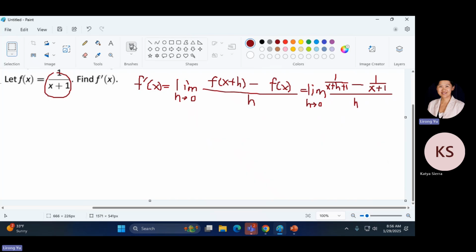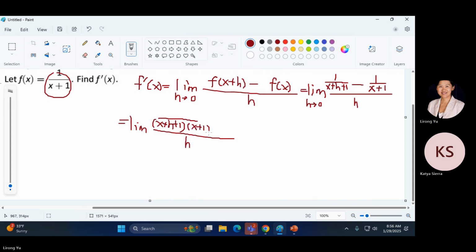So this is what we're going to do. We are going to change the denominator, and we still have that over h. This is going to be x plus h plus 1, and then times, my writing is bad, times x plus 1. Okay, that's the first fraction. Second fraction, we do the same. It will be x plus h plus 1, and then times x plus 1. So that's how we want to change both of the denominators.